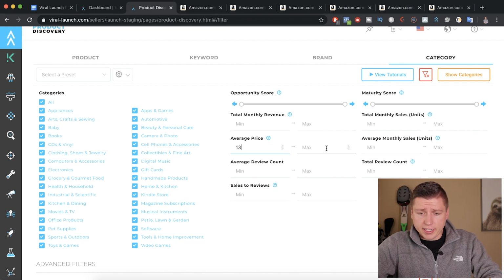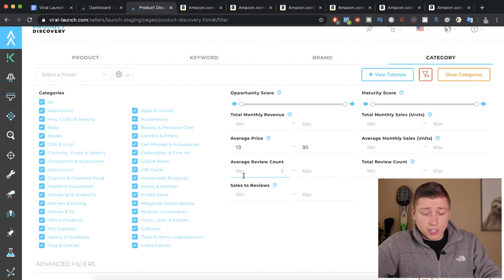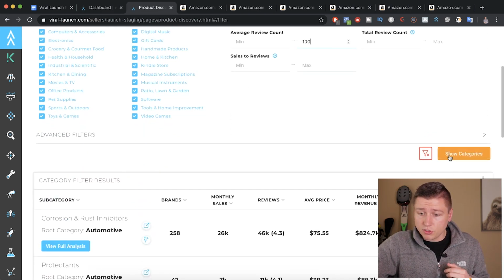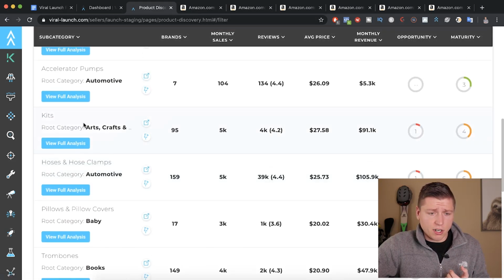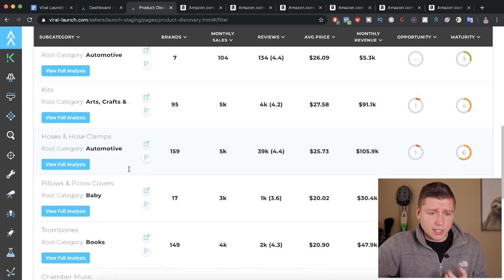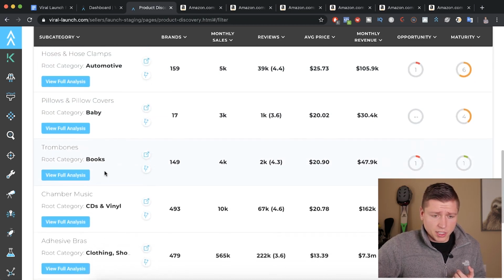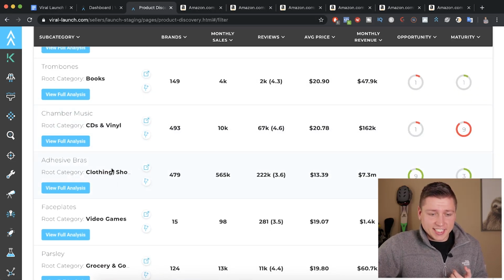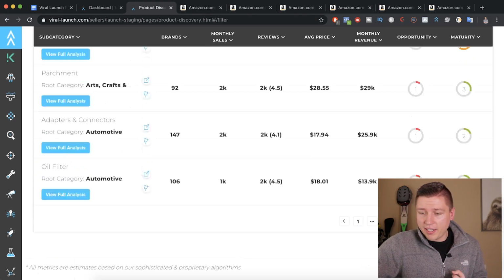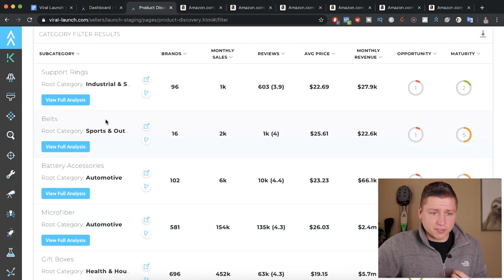Average price, we do care about that at 13 to 30, right? Average monthly sales, okay. Total review count, don't care about that. Average review count, we can go to that 0 to 100 range again, right, guys? Just like last time in brands. And then let's just do a broad search right here. And we start getting ideas this way, right, guys? So we got arts and crafts right here. So we have kits, automotive, hoses and clamps, maybe not for us. Trombones for books. Again, CDs, vinyls, this stuff's gonna be checked out for you, but we're just gonna go sort through it just for the sake.